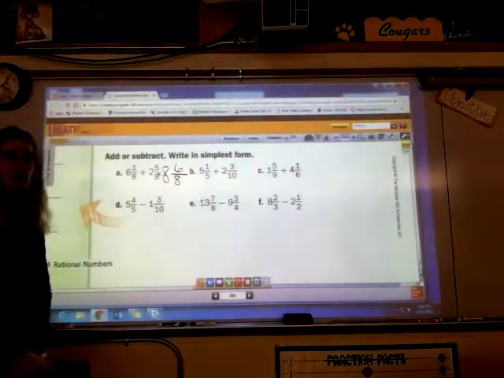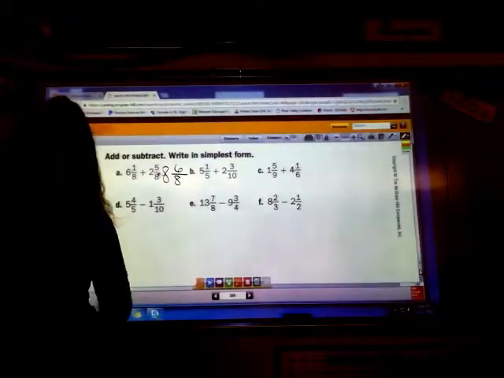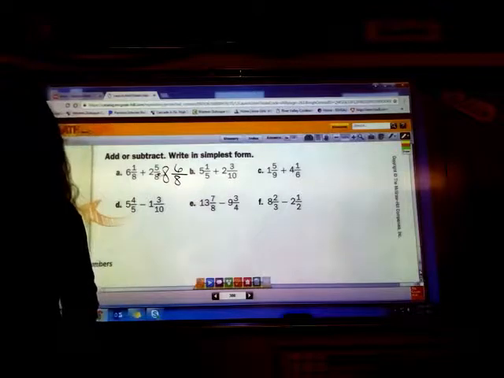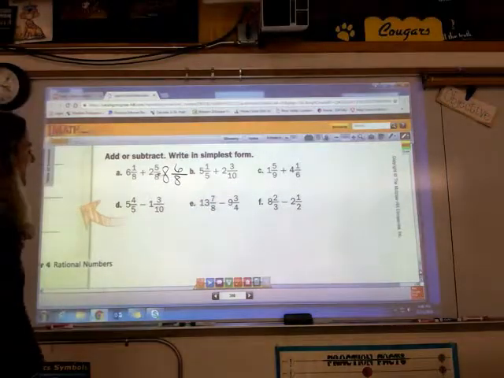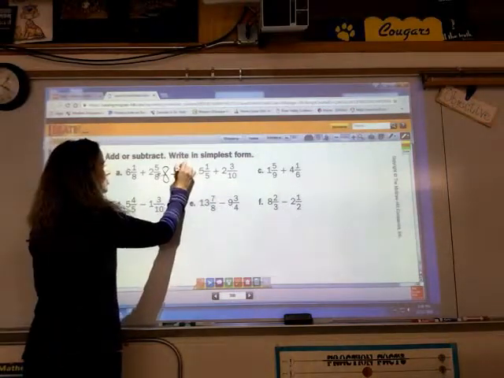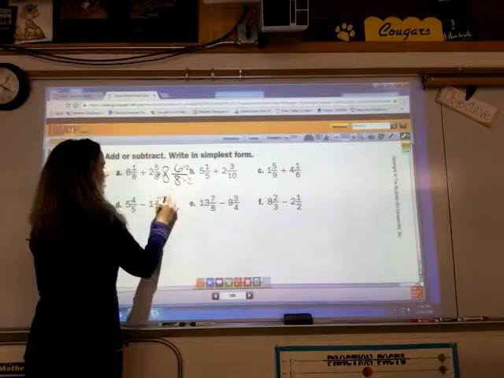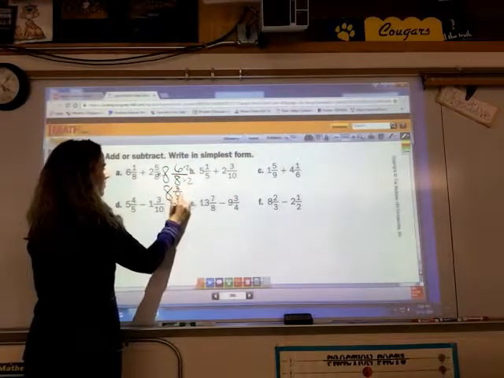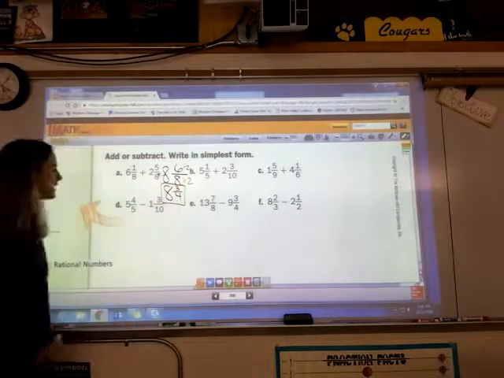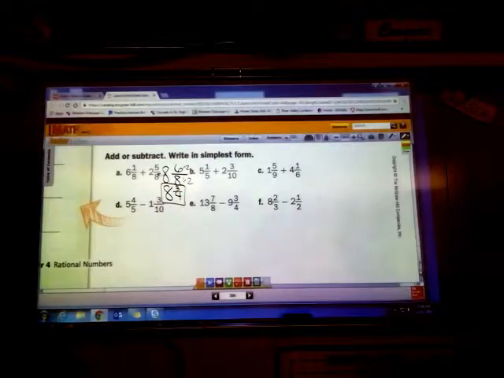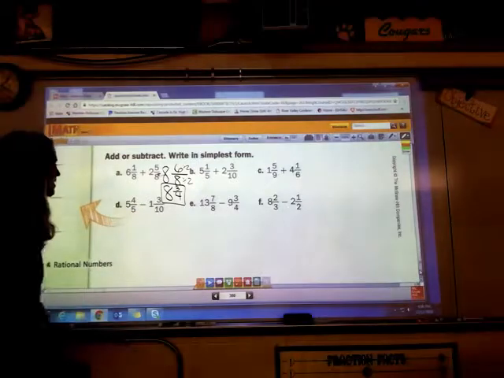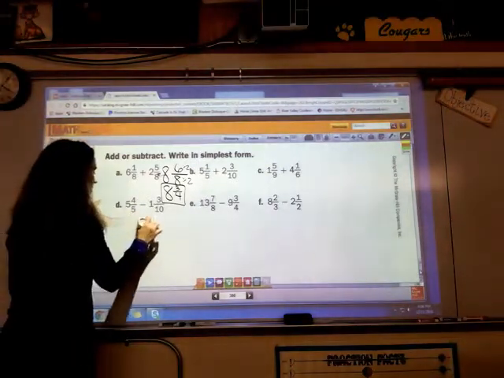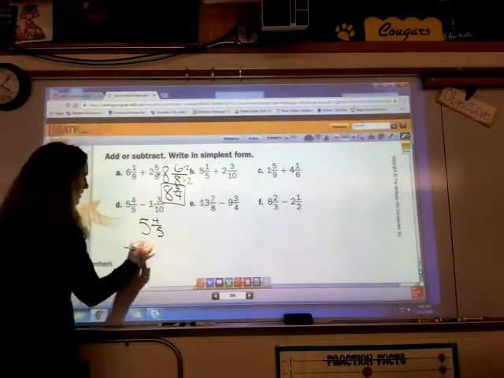Now I need to make sure that I reduce. So I'm asking myself what would be a factor of both 6 and 8. They both can be divided by 2. So I'm going to end up with 8, and 6 divided by 2 would be 3, 8 divided by 2 would be 4. So we have 8 and 3/4. We take a look at letter D. I'm subtracting, so I'm going to go ahead and rewrite this right away to make it easier.